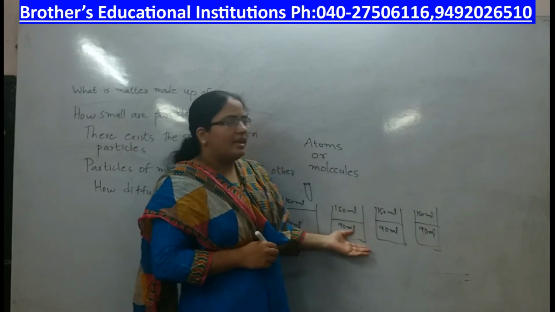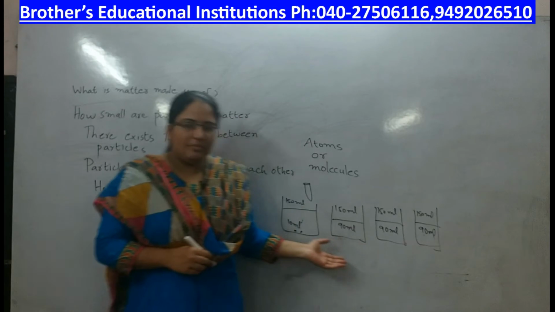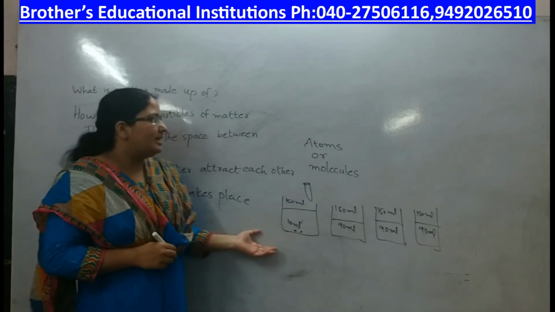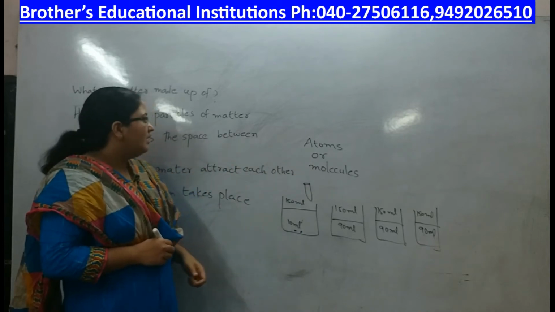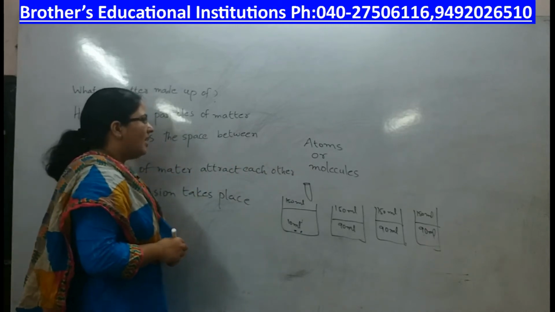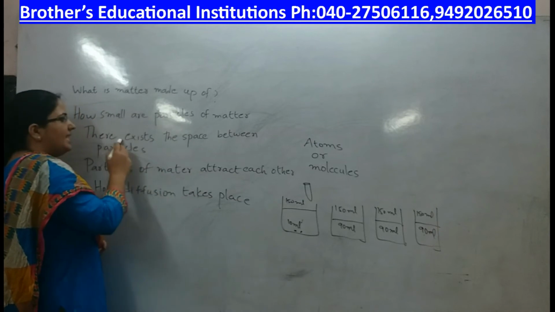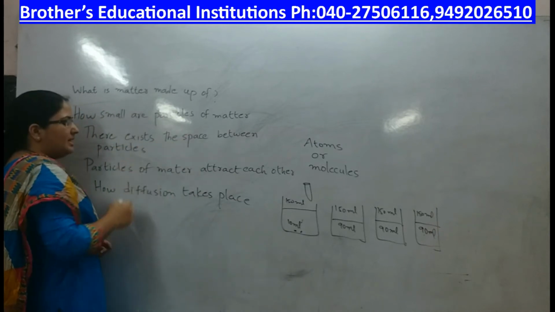This shows that every material, every matter, is made up of small particles. They are called atoms or molecules. Now that's about it. Our next topic is that there exists a space between particles.